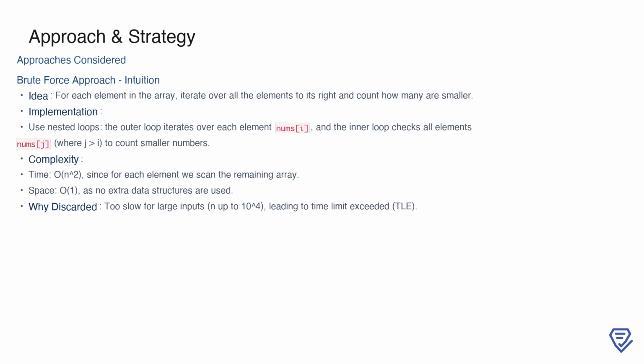To begin, one of the simplest ways to solve the problem is the brute force approach. The idea here is straightforward. For every element in the array, we check all the elements to its right and count how many are smaller. This is done using two nested loops, an outer loop that iterates through each element and an inner loop that compares that element to the ones following it. While this method is intuitive and doesn't require any additional data structures, its major drawback is efficiency. Since we scan the remaining array for each element, the time complexity is O(n²), which becomes impractical for larger inputs, such as arrays with up to 10,000 elements. This inefficiency is why the brute force approach is not suitable for this problem.